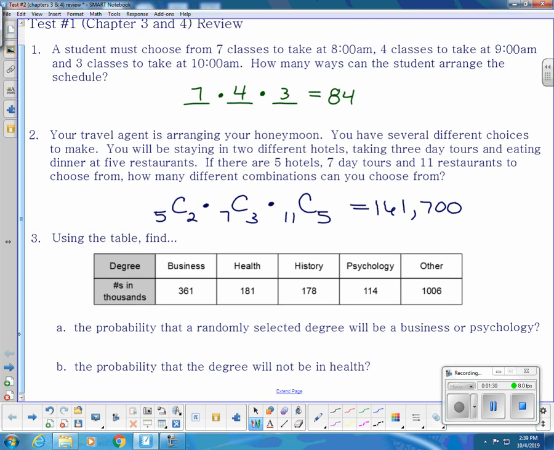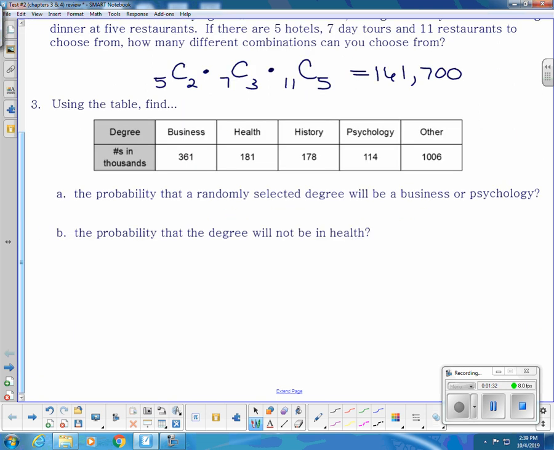Number 3 is a pretty basic question. You're looking at the table. What is the probability that a randomly selected degree will be business or psychology? So "or" means to add them together and subtract any overlaps. These are mutually exclusive. On my table, the first thing you should have done is add it all up. So you're going to add those 2 and divide by the table total, and you get 0.258.